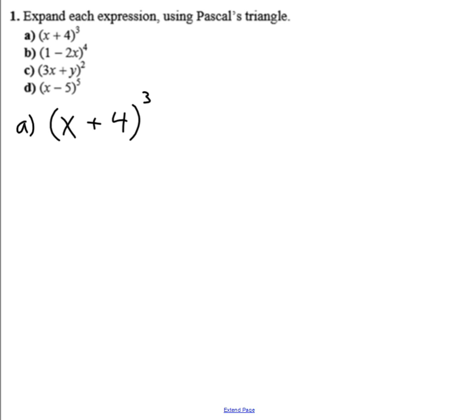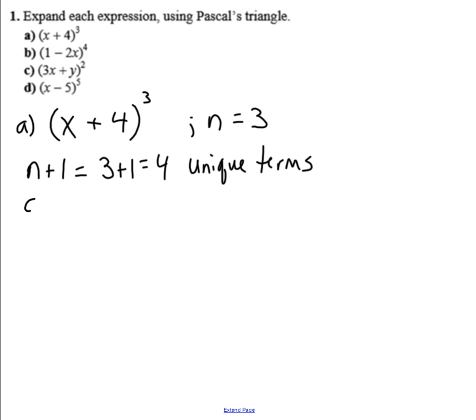So for (x + 4)^3, we would recognize that, okay, this is going to have n plus 1 equals 3 plus 1, or that'd be 4, because n is 3 in this case. That's the exponent on the binomial. It'll have 4 unique terms.